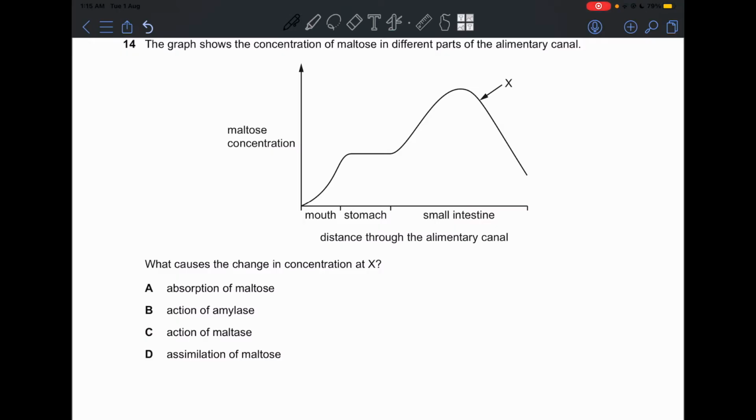14. The graph shows the concentration of maltose in different parts of the alimentary canal. What causes the change in concentration at X? Now over here we can see that the maltose concentration increased as we are moving from the mouth into the small intestine. This indicates that the maltase enzyme actually broke down a lot of maltose as we moved from the mouth into the small intestine. So our answer is going to be C.